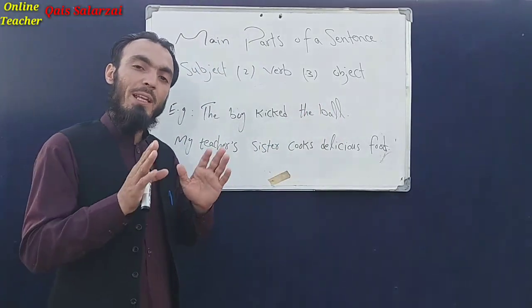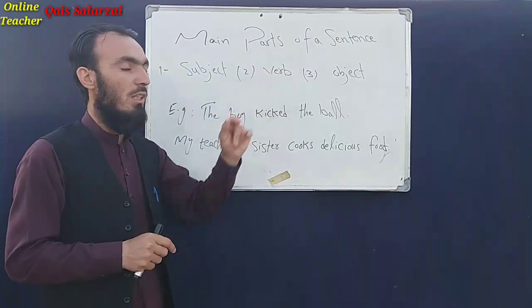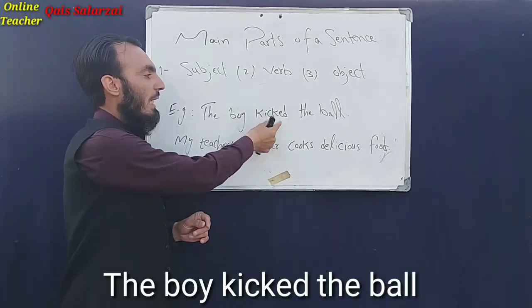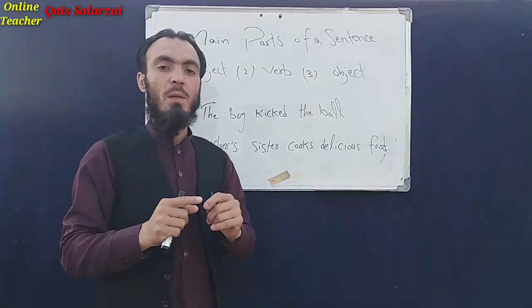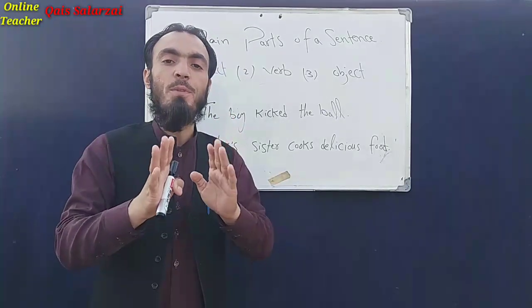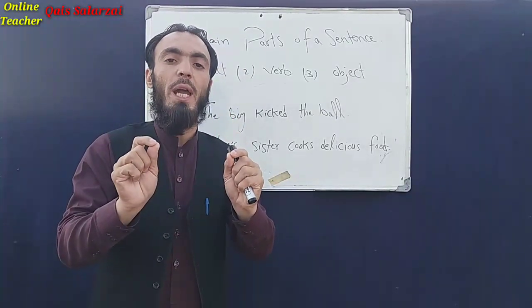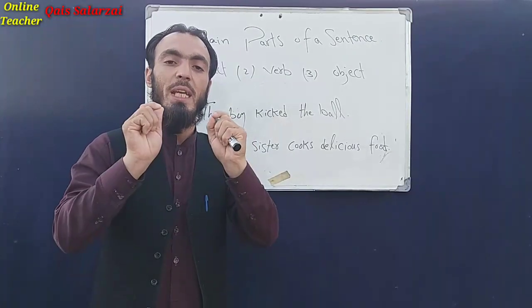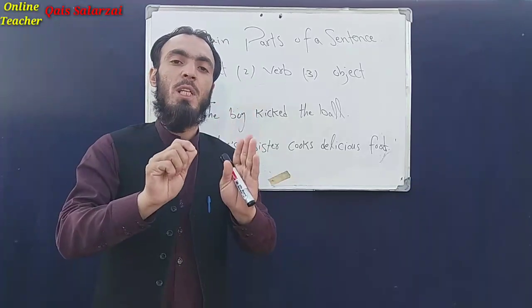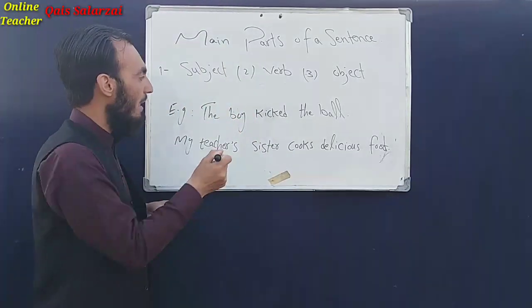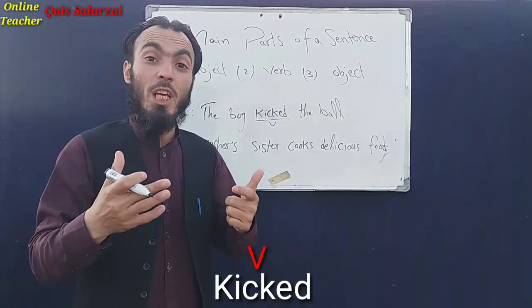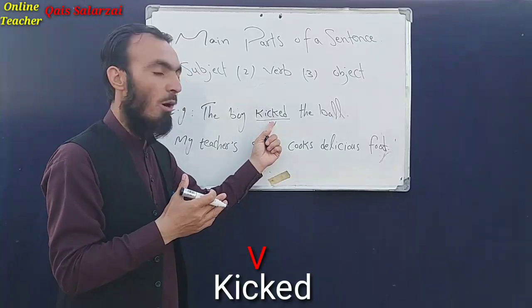Now let's move and study a few examples regarding these 3. The first example that we have is: the boy kicked the ball. Remember one thing, whenever you want to point out subject, verb and object of a sentence, first you need to point the verb of a sentence. What is the action happening in a sentence? Then it's clear, you can find the subject and object as well. So in this sentence, kicked is a verb. What action happened? Kicked. This is called the verb of a sentence.